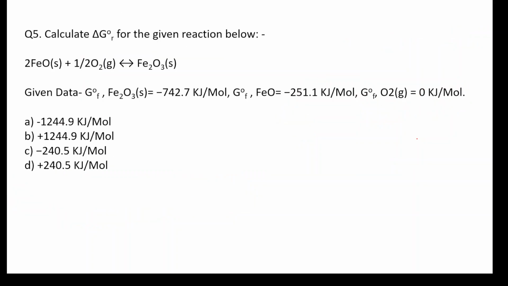Moving towards next question. Calculate Gibbs free energy change for the given reaction. FeO in the solid form is being oxidized and it is forming ferric oxide. So these are the given data. Please find Gibbs free energy change for the reaction. What was the formula? Product minus reactant. And check if the reaction is feasible or not. Please solve this one.